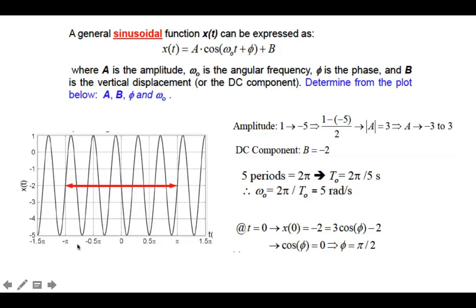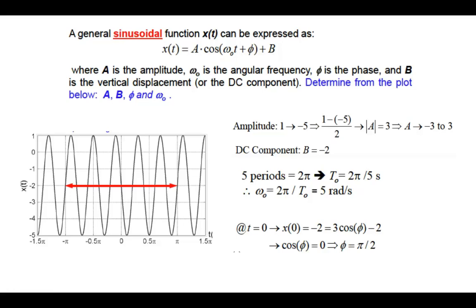Okay, then we want to figure out what the DC component is. In other words, how much has this been offset from the x of t = 0 axis? Was it shifted up or down? In this particular case, we can find that by looking at where the center of the function is, which is at -2. So that means this entire sinusoid was shifted down by 2. So b is equal to -2. We've determined the amplitude, and we've determined the vertical displacement, or DC component, which is -2.